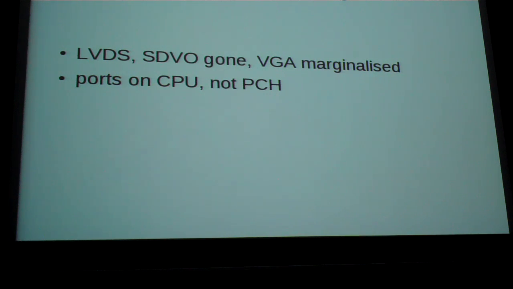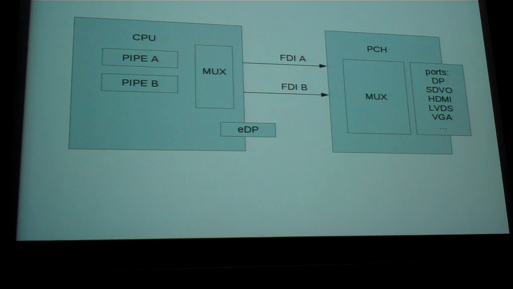So maybe let's look at how things have been since Iron Lake, Sandy Bridge, Ivy Bridge, all the Intel HD graphics chips as a marketing system. We essentially have the CPU, and on the CPU the graphics, with 2 output pipes, or actually 3 on Ivy Bridge. Then all the outputs are actually on the PCH, so there we have display ports, SDVO, HDMI, and all that stuff. We have a big MUX there, and we have 2 or 3 FDI lanes which are moving pixels between the 2 chips. And there's kind of the special case of EDP there for panel displays.